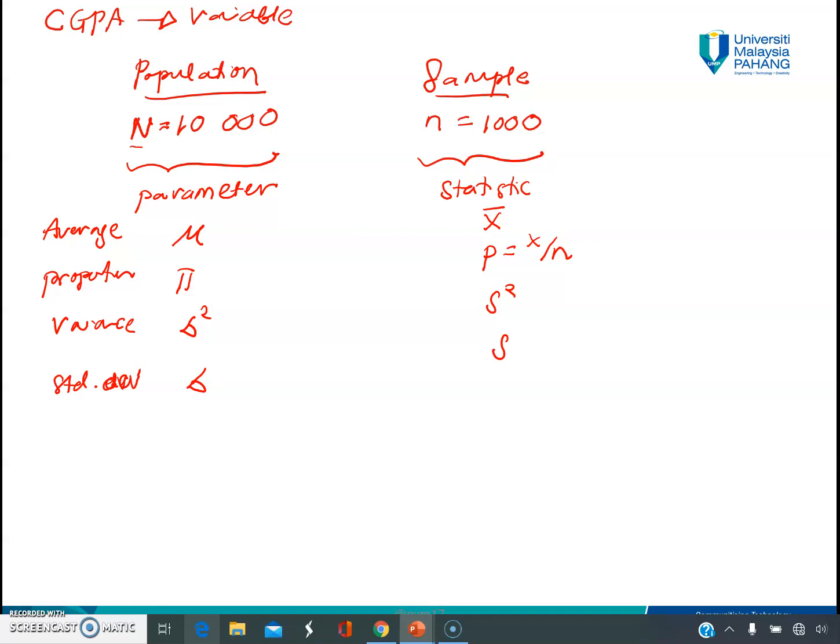So generally in statistics, we want to make inferences about the population, but we use the statistic to verify, to see whether it is correct or not.